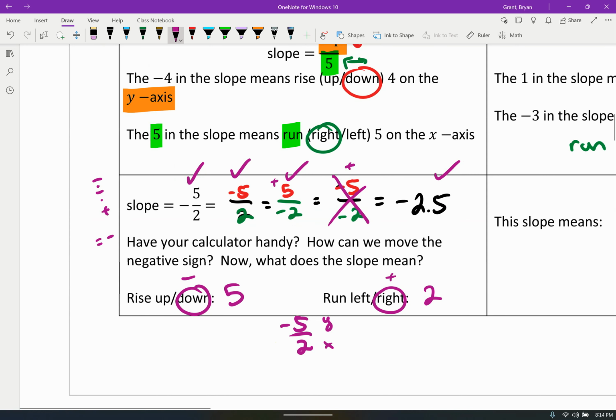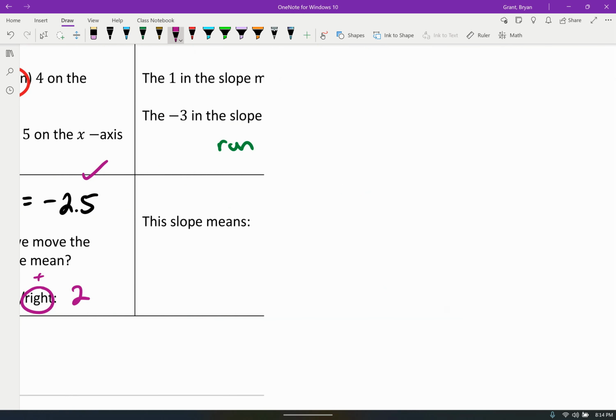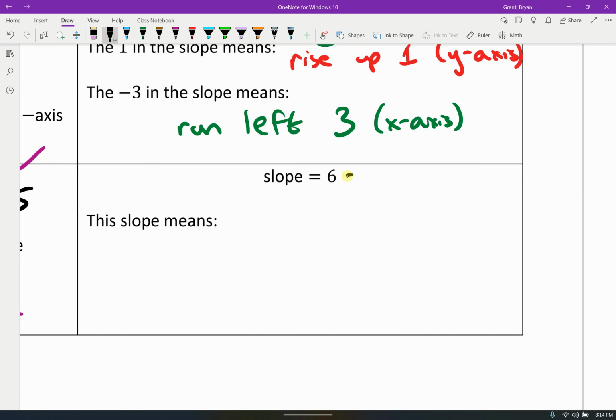Easy enough. One more. This last slope that we have over here is the slope of 6, which is a little confusing because we need slope as a fraction. But I bet many of you figured out the clever little trick with this. We can write 6 as a fraction.